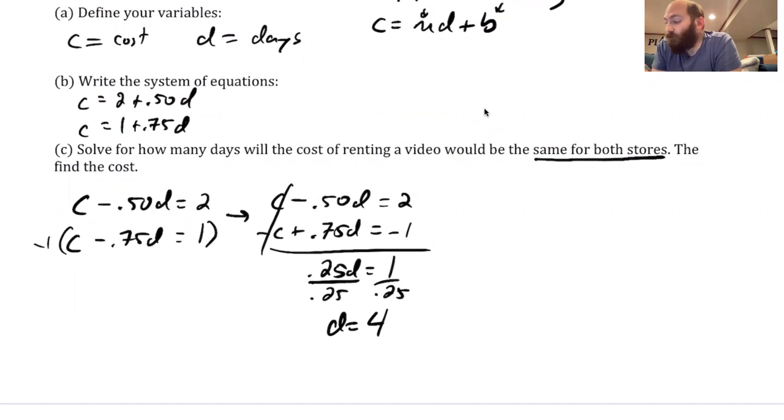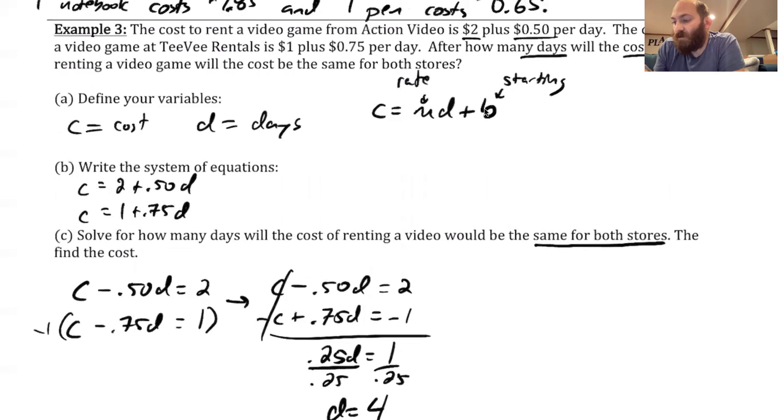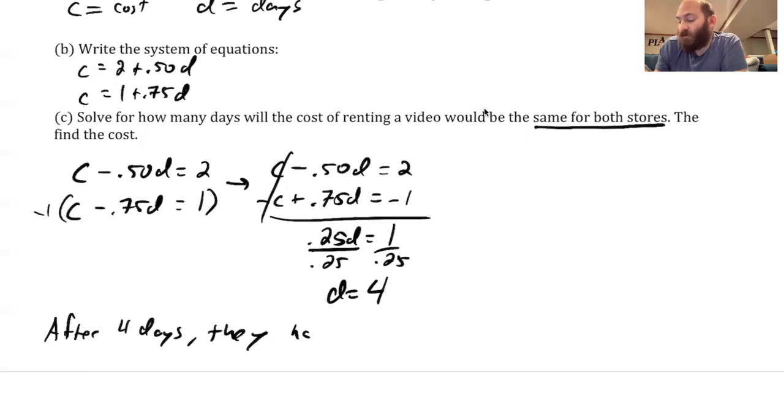Well, it says then find the cost. So I actually answered the first question. After 4 days, the rental stores have the same cost. Okay, so I answered that part. 4 days is when they're going to equal the same amount.